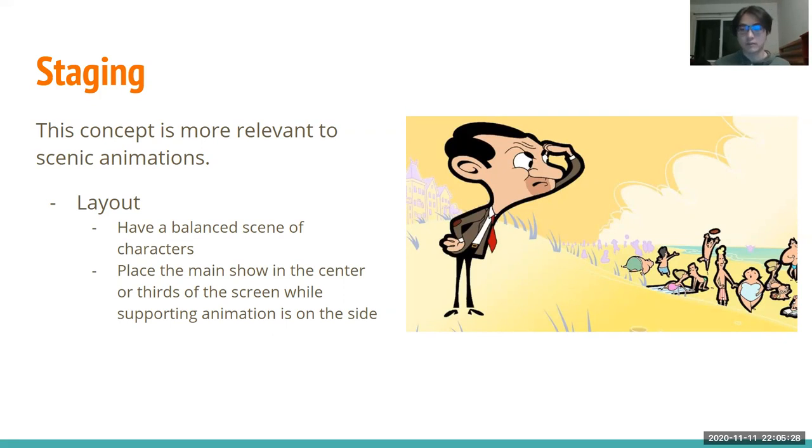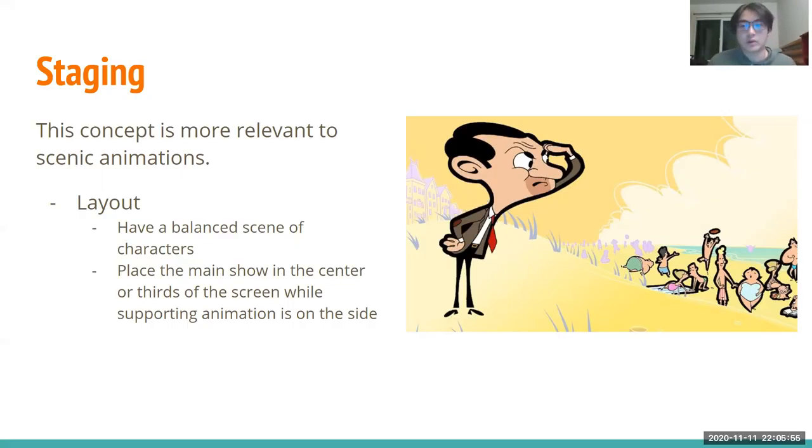You have a beach full of people, but as you can see, the people are all relatively small and lacking in detail. And they're also put on the far right, which is opposite of Mr. Bean. In this way, these secondary characters all feel like supporting background and don't impede on Mr. Bean's presence. And in a way, they also act as a balance to Mr. Bean's location on the screen, creating this balanced scene.